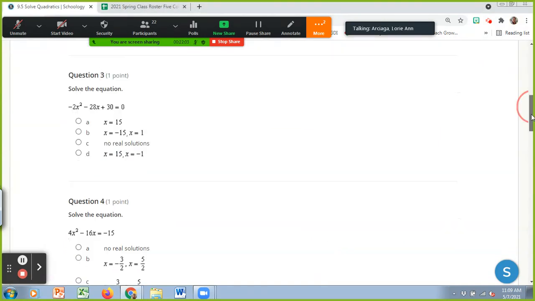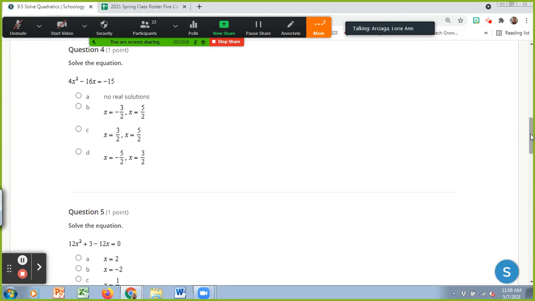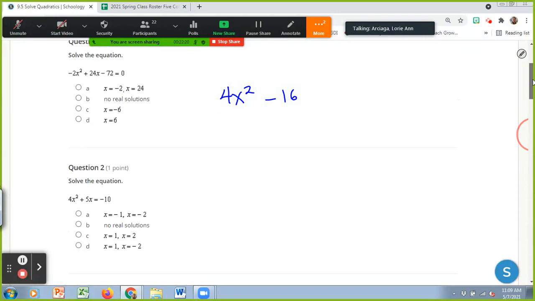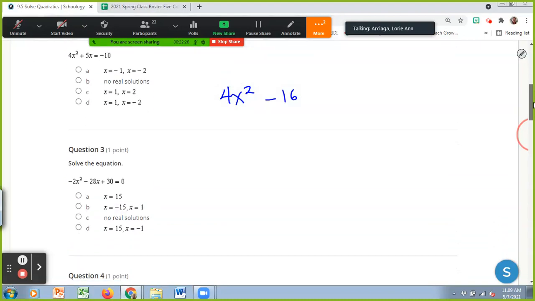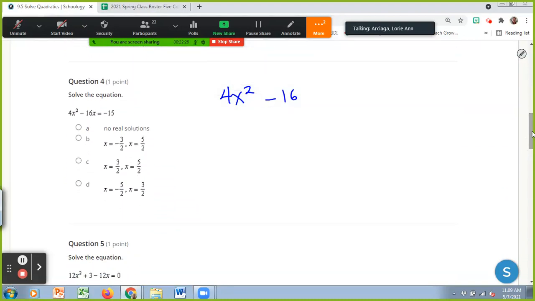Okay, next, fourth. Ooh, fraction. All right, so 4x squared. What was number 2? I think that was the one with no real solution. So we had a negative something, so we added the b squared minus 4. Okay, here we go. And then you have a 15, but I gotta move it to the other side. So plus 15 equals 0.